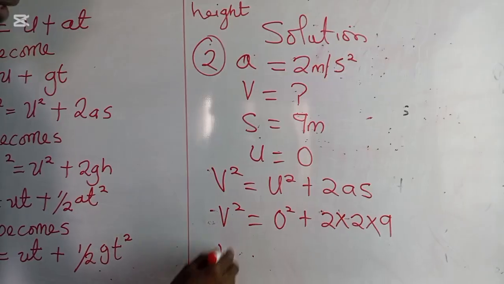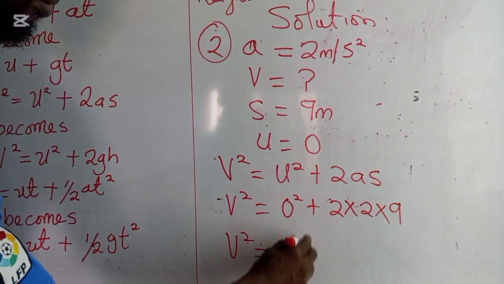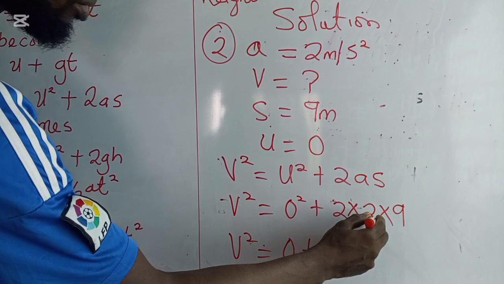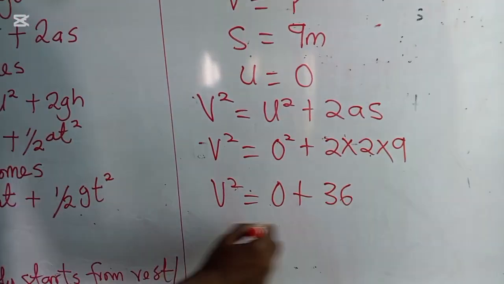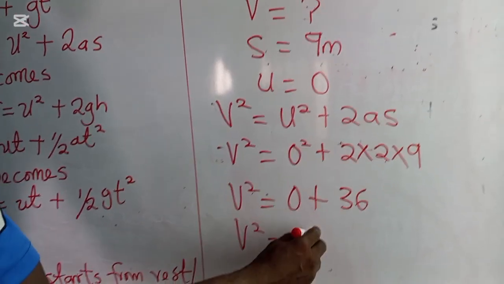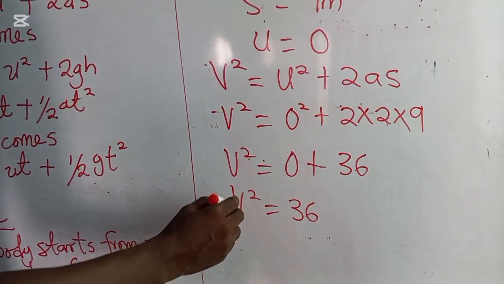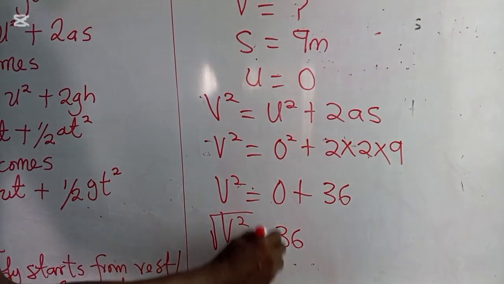So we have v squared is equal to 0 raised to power 2, which is 0, plus 2 times 2, which is what? 4. 4 times 9 is what? 36. Now we have v squared is equal to 36. Now square root, remember we are looking for v, not v squared. So square root both sides.